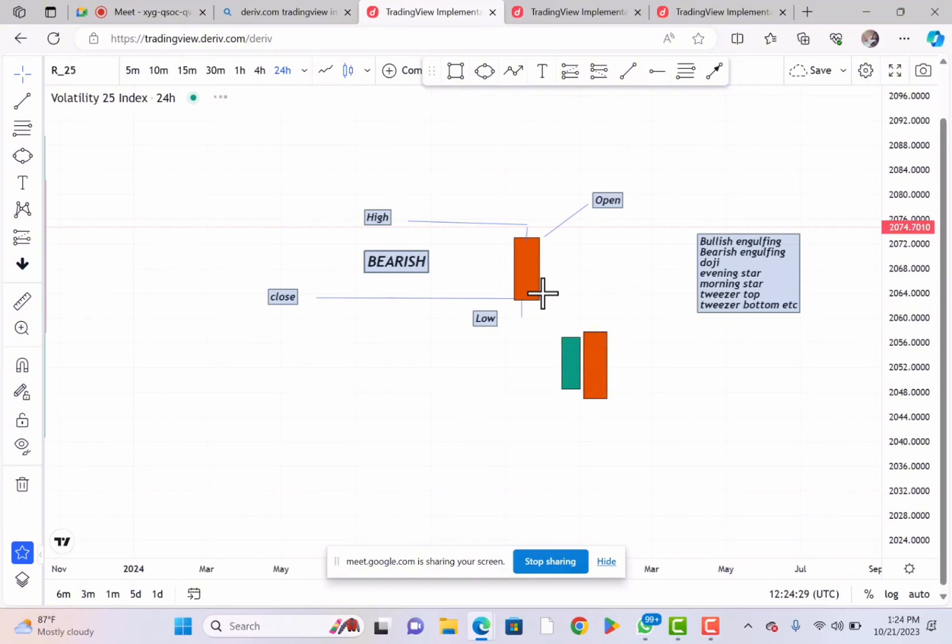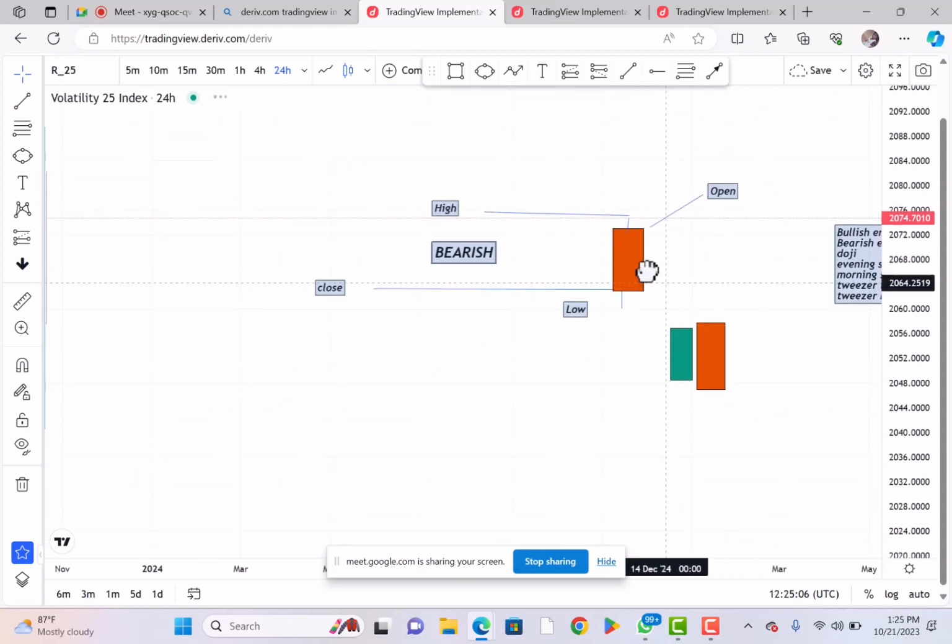I told you that a bullish engulfing candle gives you a sign that the market wants to start going in the upward direction. But a bearish engulfing candle gives you a sign that the market wants to start going in the downward direction. So as a trader, whenever you see a bearish engulfing candle on a particular market trend, it is telling you that the market wants to start going downward. And whenever you see a bullish engulfing candle, it's telling you that the market wants to start going upward. So the next candle we have before us is doji.